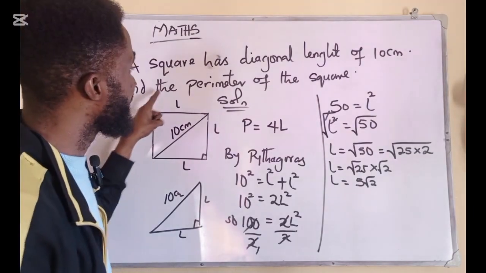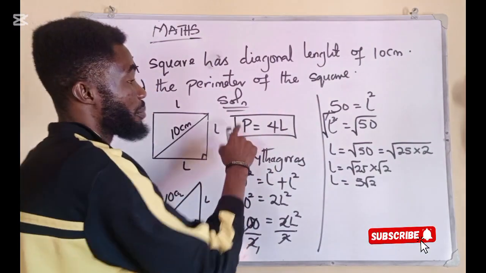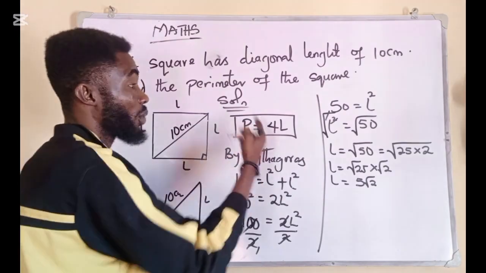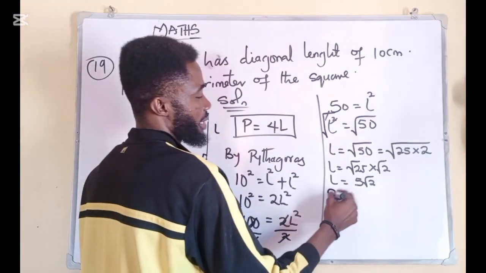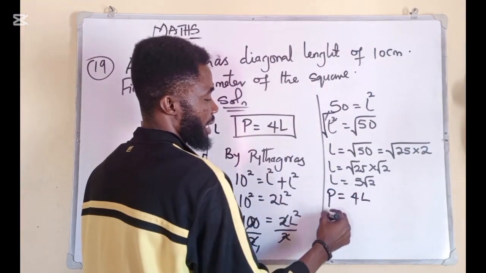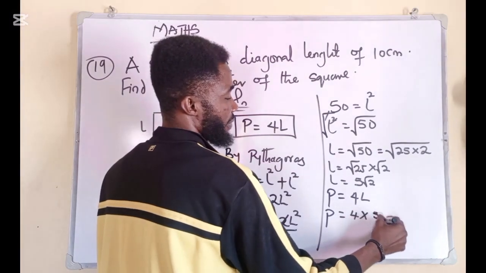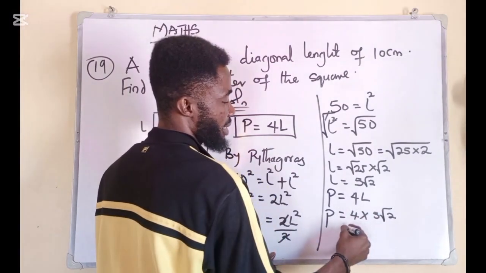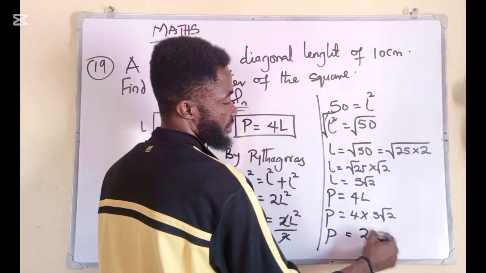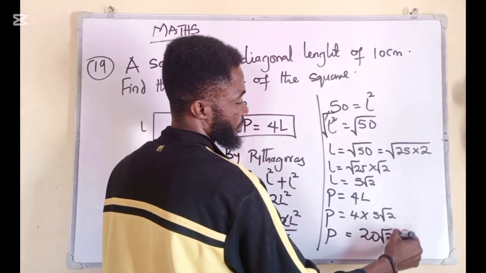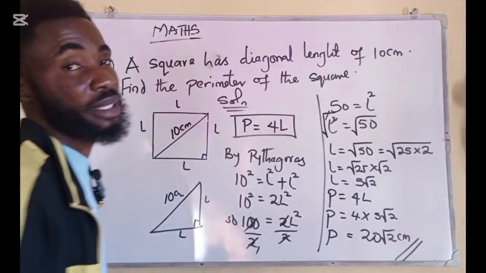Now the question says find perimeter. Now I'm boxing here, guys. The formula for perimeter of a square is 4L, which is 4 times the length, and the length is 5 root 2, right? So perimeter is equal to 4L. So I now have my perimeter is equal to 4 times the length, which is what? 5 root 2. 4 times 5 is 20. Perimeter is now equal to 20 root 2. And the perimeter should be in centimeters. And this is my answer to this question.